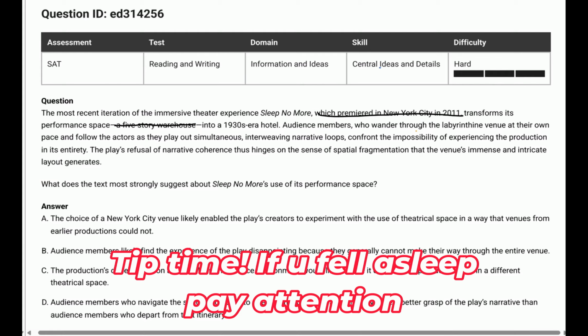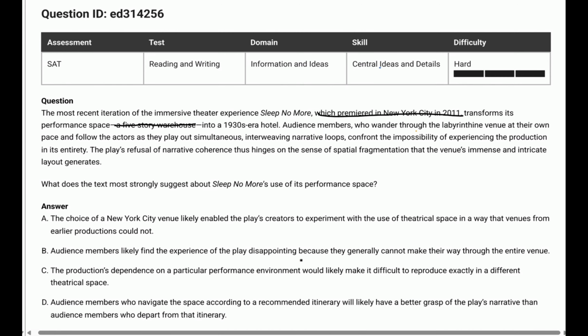The most recent iteration of the immersive theater experience, Sleep No More, transforms its performative space into a 1930s era hotel. So much easier to read than all of this extra fluff here. Okay, so we have this theater experience. Okay, made it into a hotel.